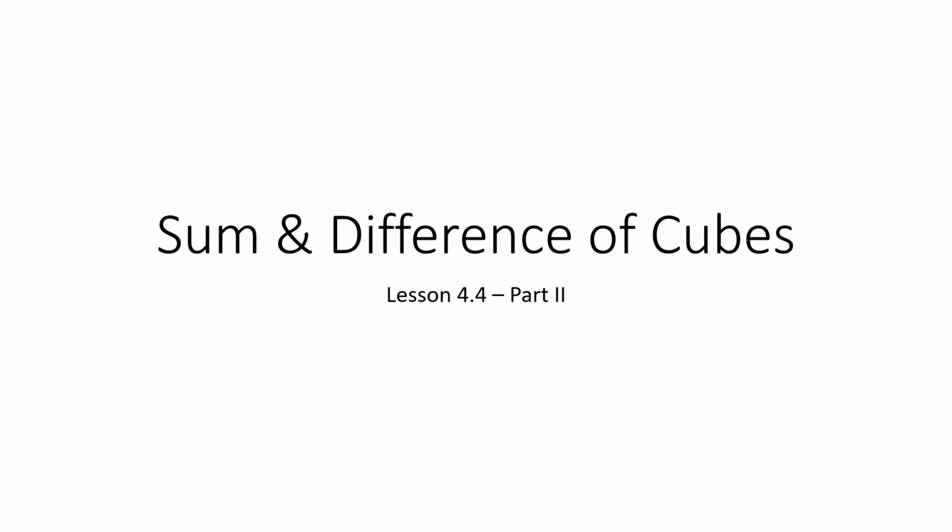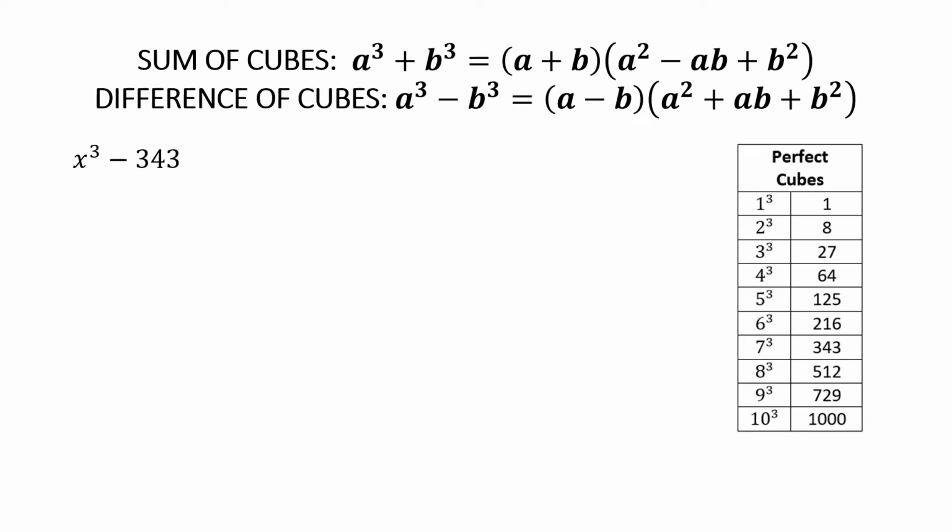We've looked at several different ways of factoring polynomials. In this lesson, we're going to look at a very special case if you're dealing with the sum or the difference of two perfect cubes. In order to factor using the sum of cubes or the difference of cubes formula, you do have to identify your perfect cubes. So we have a little table over here on the right-hand side that we can reference that has all of our perfect cubes.